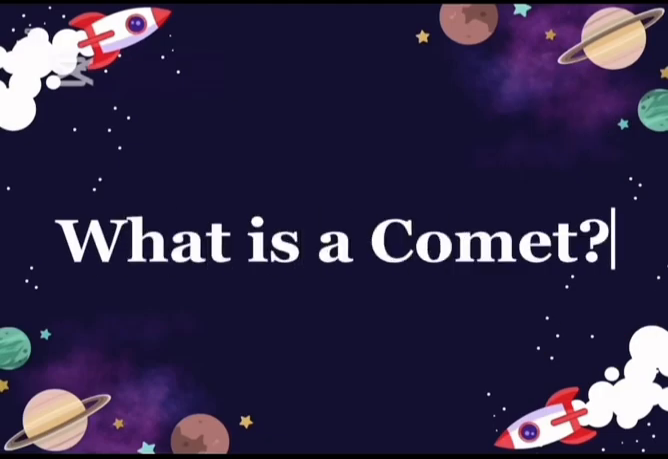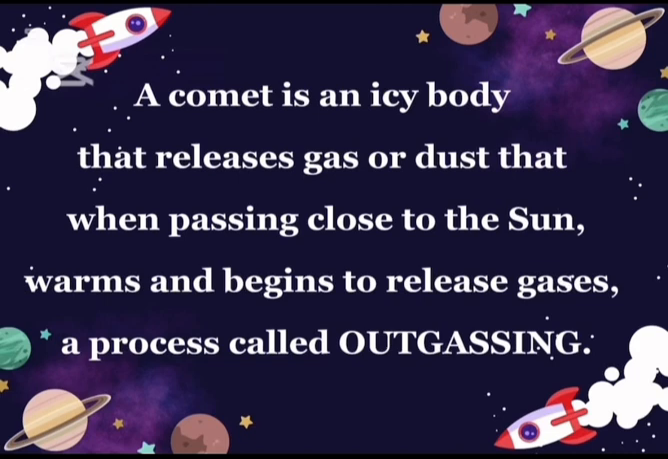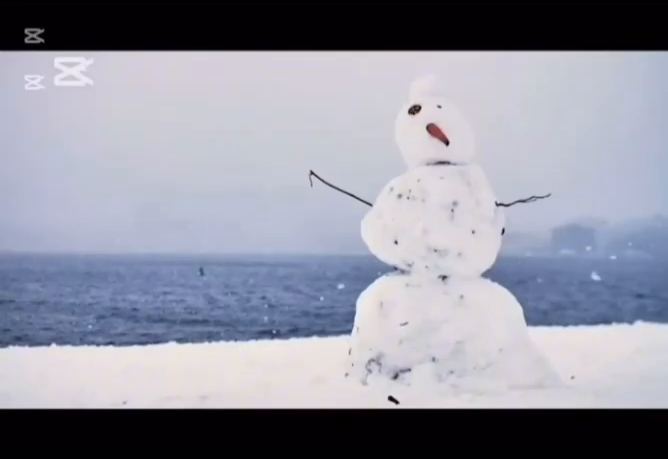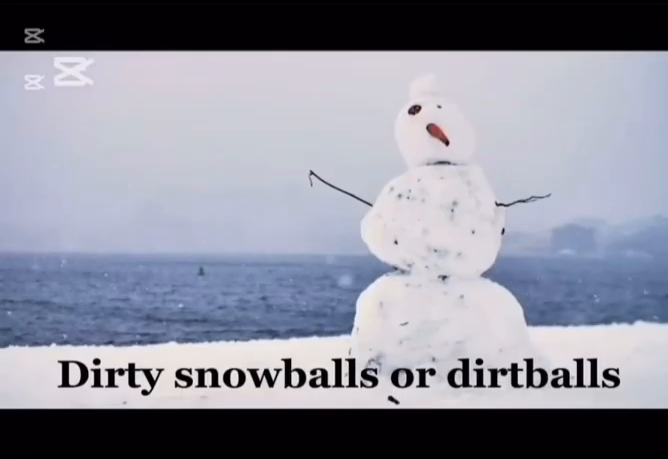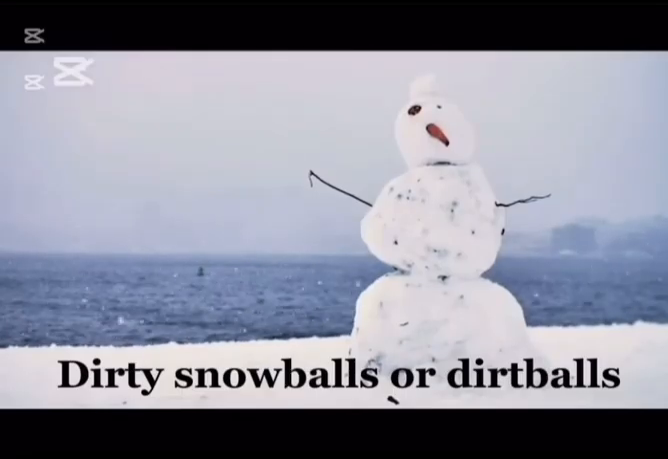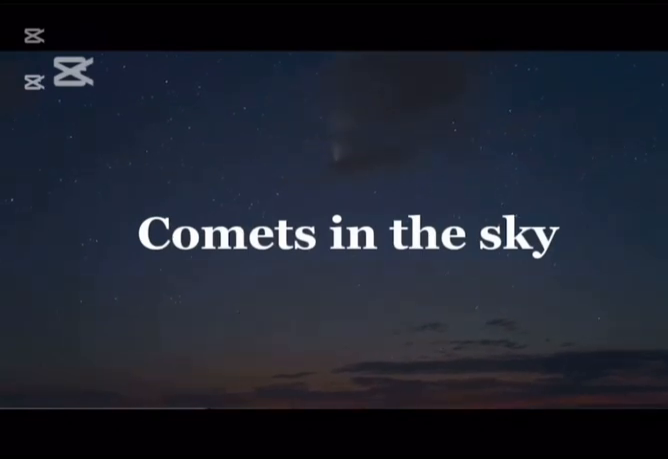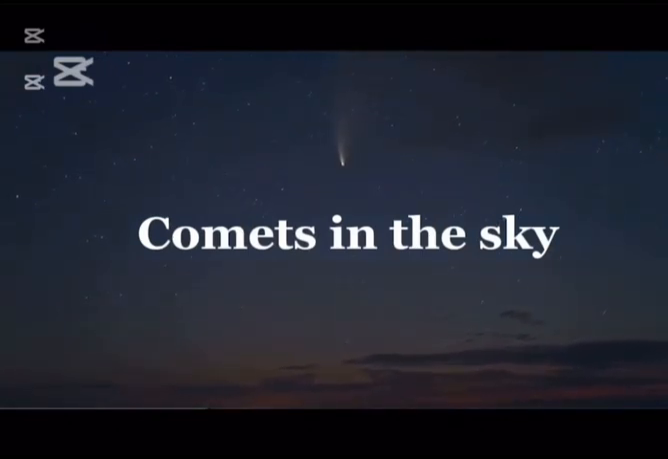What is a comet? A comet is an icy body that releases gas or dust that, when passing close to the sun, warms and begins to release gases, a process called outgassing. Sometimes it is called a dirty snowball and some scientists call them dirt balls. This is what a comet looks like in the sky.